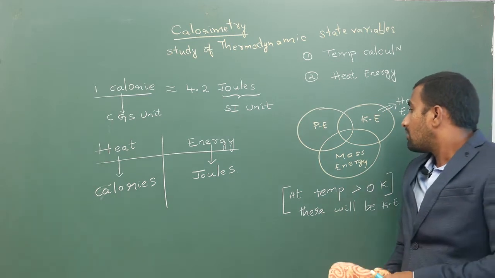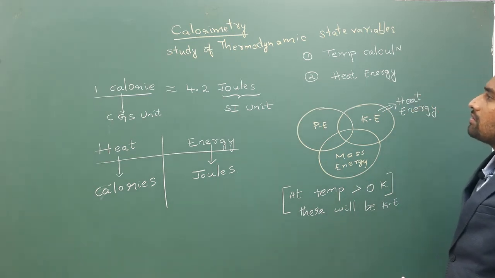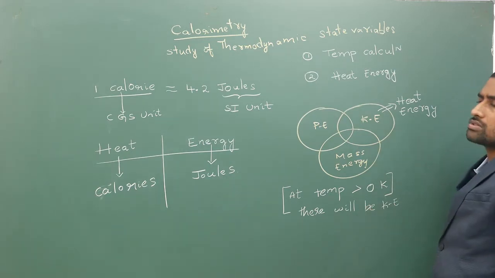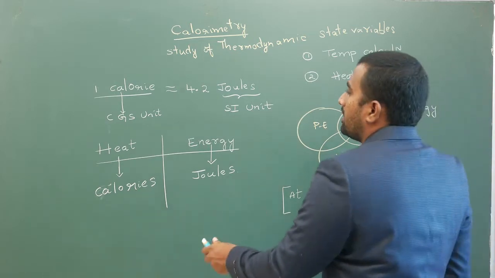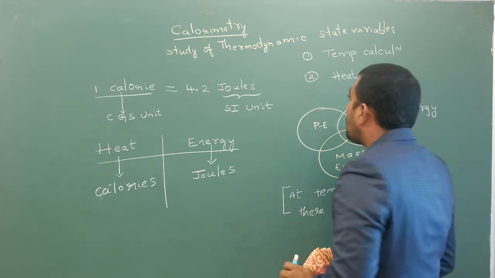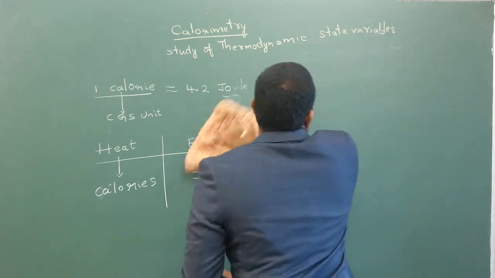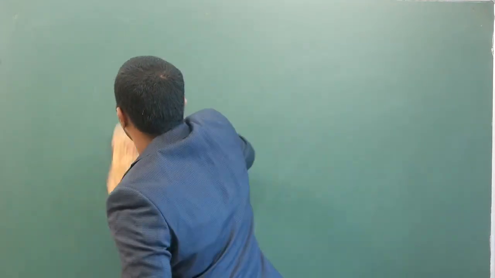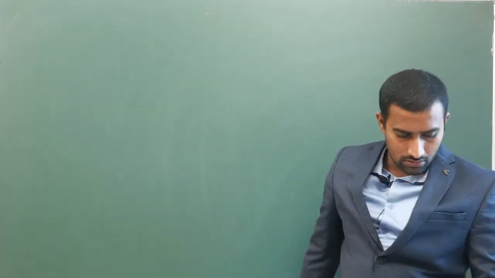If you keep these things in mind, so this is your basic introduction. Keep this point in mind, and 1 calorie is 4.2 joules. Next, I am going to explain why we are studying this calorimetry.